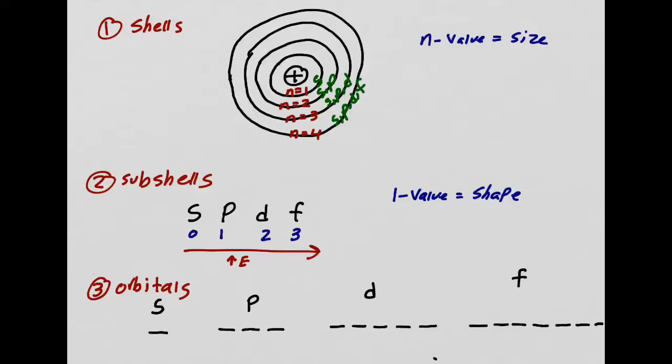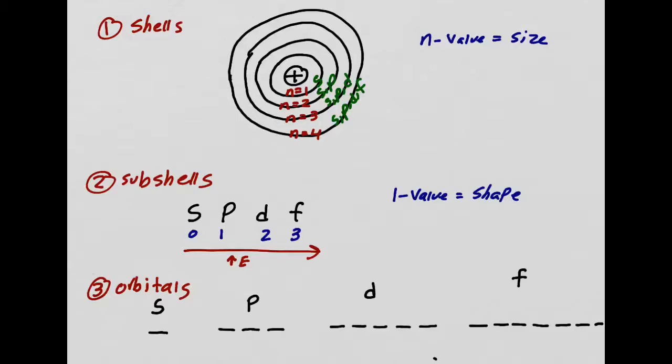Okay, so we have S orbital, P orbital, D orbital, and F orbital. The first energy level has only an S orbital. The second energy level has S and P. The third one, S, P, and D. The last one, S, P, D, and F. Okay, now we know which floor. Now we're going to go into the rooms, right? We only have one S orbital, 3 P orbitals, 5 D orbitals, 7 F orbitals.